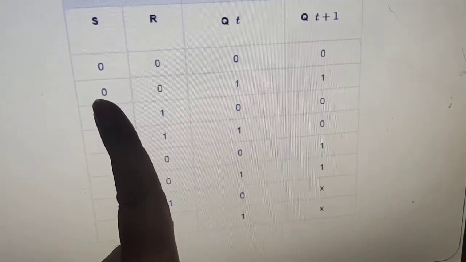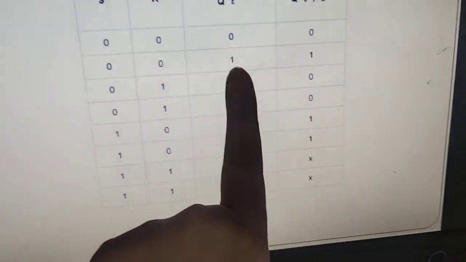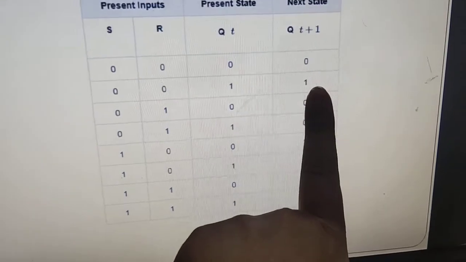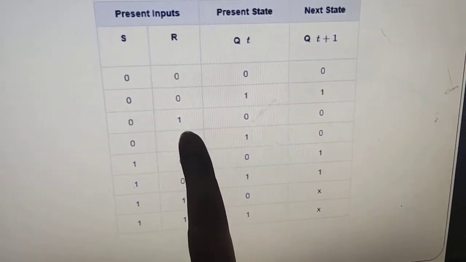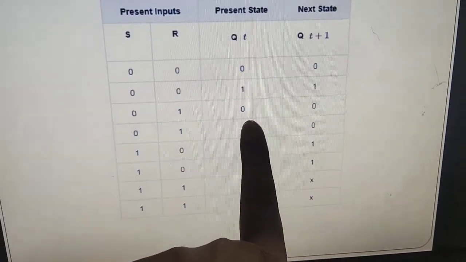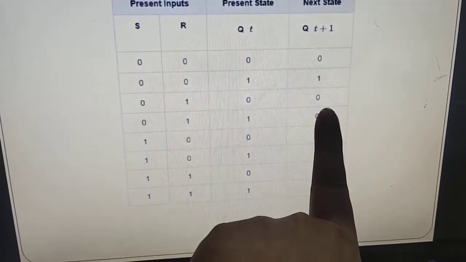Now I am taking S is equal to 0, R is equal to 0. I am changing Q of t as 1, which means Q bar of t will be 0. It means that Q of t also will remain the same. Then S is equal to 0, R is equal to 1 means Q of t will become 0, because Q bar of t will be equal to 1. So the next state also I am taking as 0.